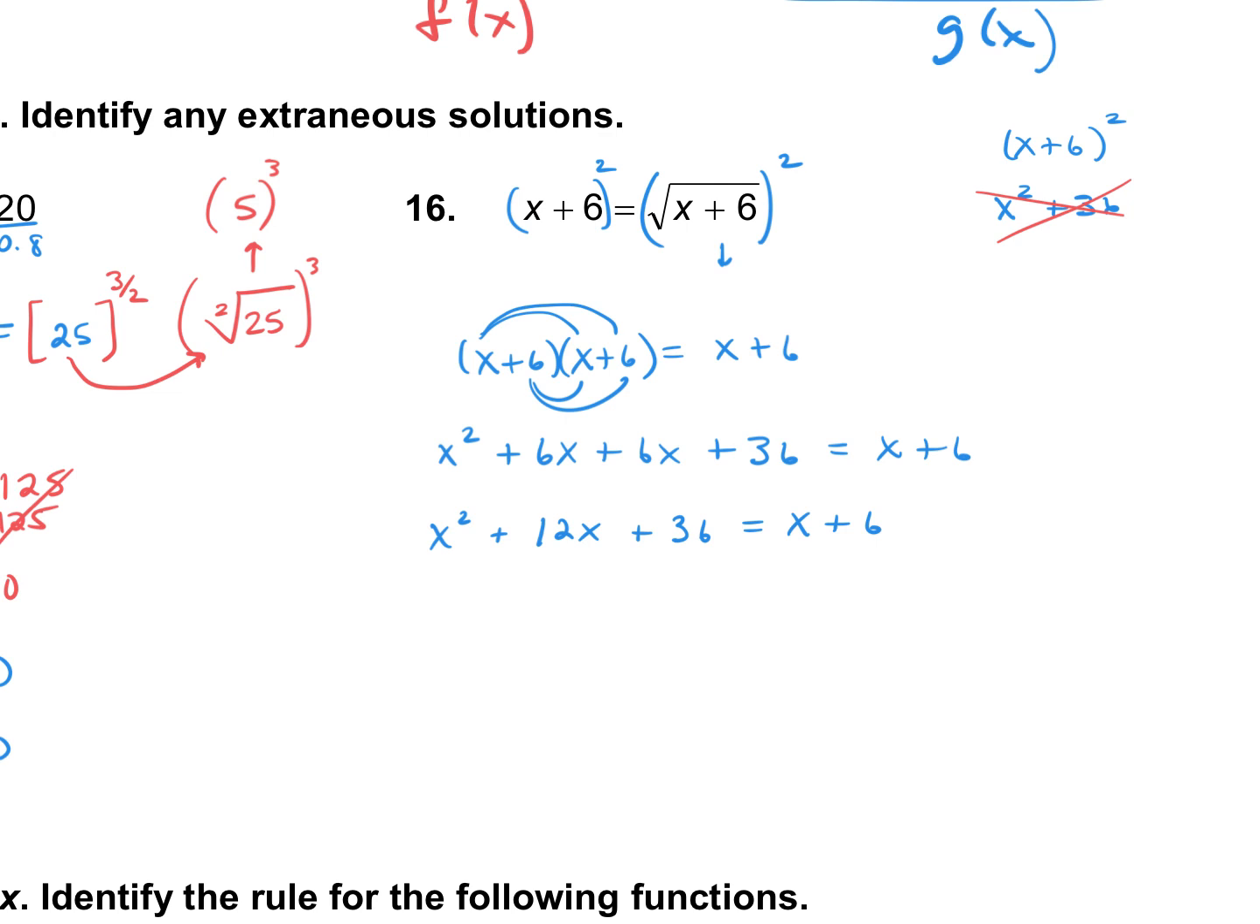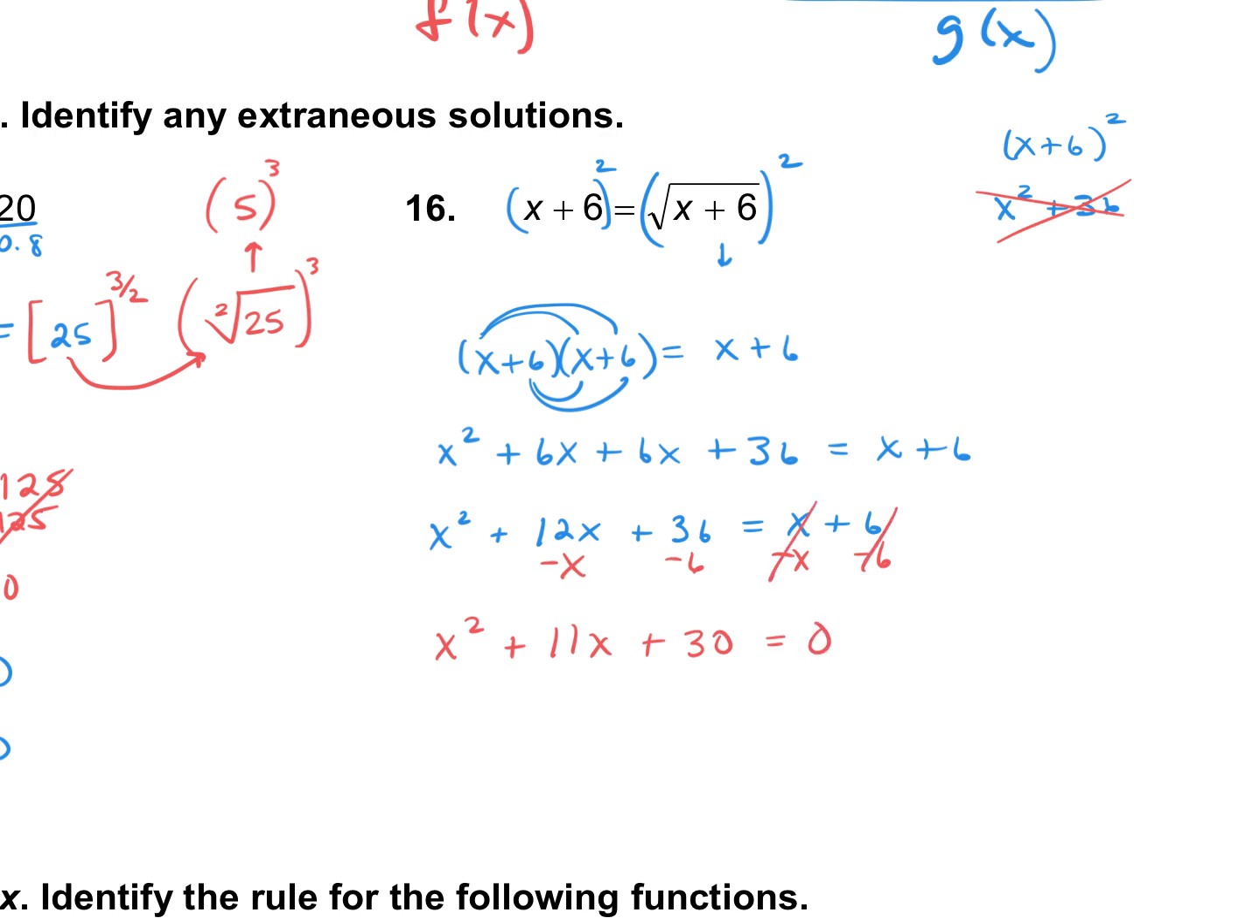We have x² plus, combining like terms, 12x + 36 = x + 6. Solving for x, we have an x², so we want to think factoring or quadratic formula, which means get your equation set equal to 0. So we're going to subtract the x, and I'm just going to go ahead and subtract the 6 at the same time. So our new equation is x² + 11x + 30 = 0.